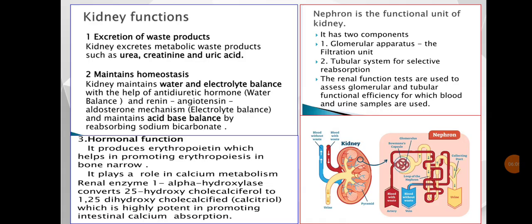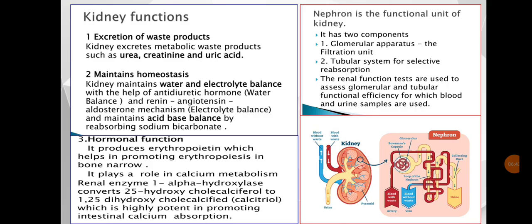Then here, already told, the kidney's functional component is the nephron. We always call it the functional unit of the kidney. It mainly has two components. One is the glomerular apparatus, which is generally a filtration unit. Then the second is the tubular system. It is selective reabsorption. After our food materials are absorbed all the way, they finally reach the kidneys, or what to say, the excretion system. There, it goes again for reabsorption. That reabsorption takes place in the tubular system of our kidney.